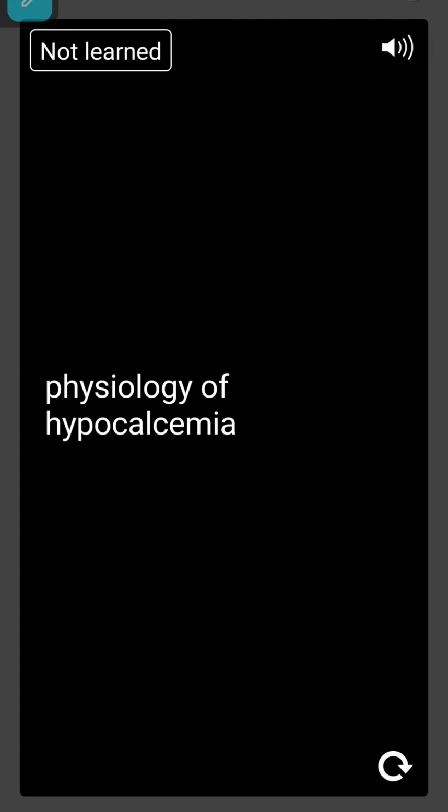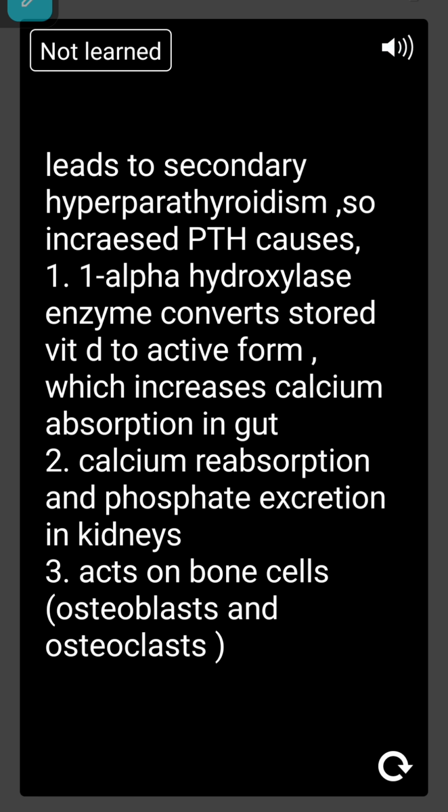Physiology of hypocalcemia. It leads to secondary hyperparathyroidism, so increased PTH causes: 1. 1-alpha-hydroxylase enzyme converts stored Vit-D to active form, which increases calcium absorption in gut. 2. Calcium reabsorption and phosphate excretion in kidneys. 3. Acts on bone cells, osteoblasts and osteoclasts.